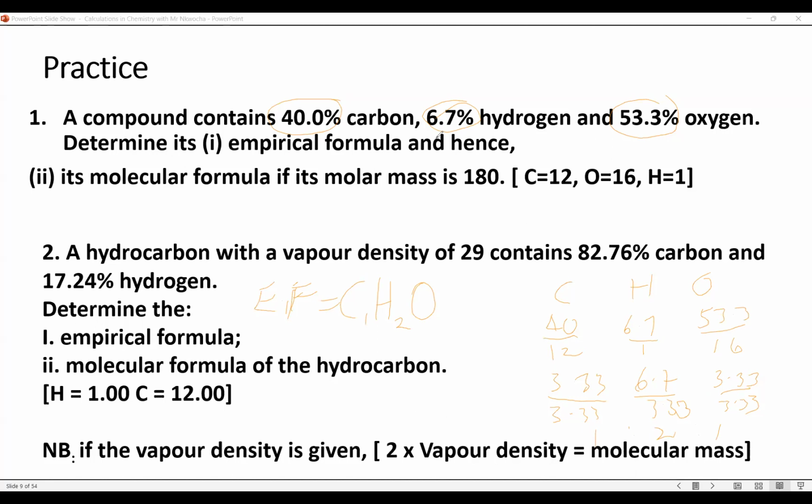Sometimes the questions will already be in mole. If you are doing JAMB now, they'll give you a compound that contains carbon, hydrogen, and oxygen: 0.2 mole of carbon, 0.4 mole of oxygen, 0.6 mole of hydrogen. They've already converted it to mole. Then they ask, what is the empirical formula? Come on, divide by the smallest mole, and you're getting your mole ratio. Very, very simple. Don't fret when you get to the exam and you see calculation.